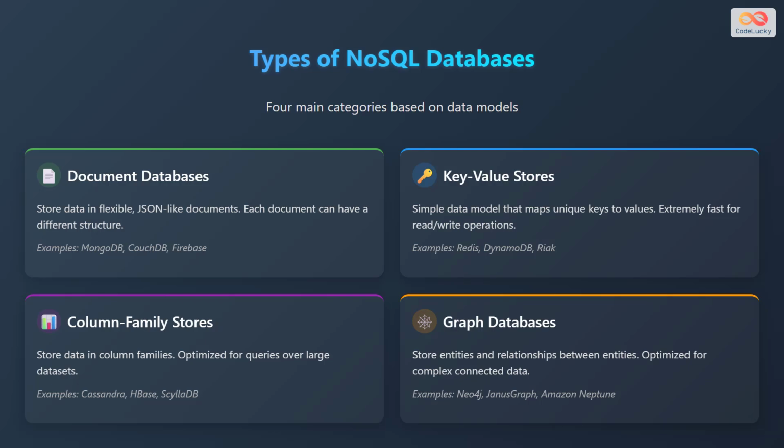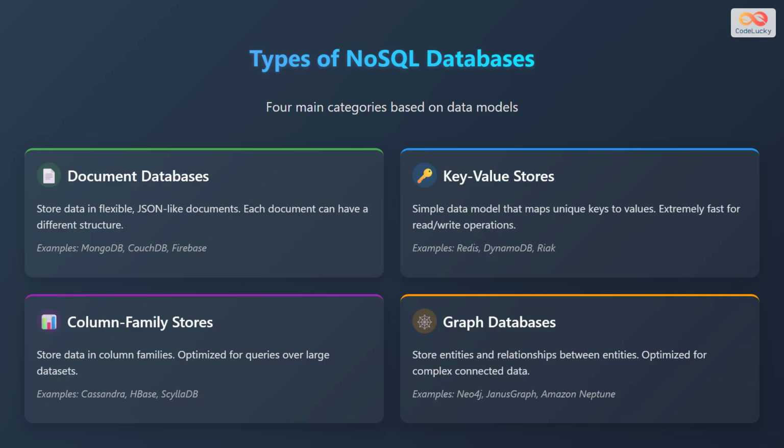Key value stores use a simple data model that maps unique keys to values, providing extremely fast read and write operations. Examples include Redis, DynamoDB, and Riak. Column family stores organize data into column families, optimized for queries over large datasets. Cassandra, HBase, and ScyllaDB are some examples.